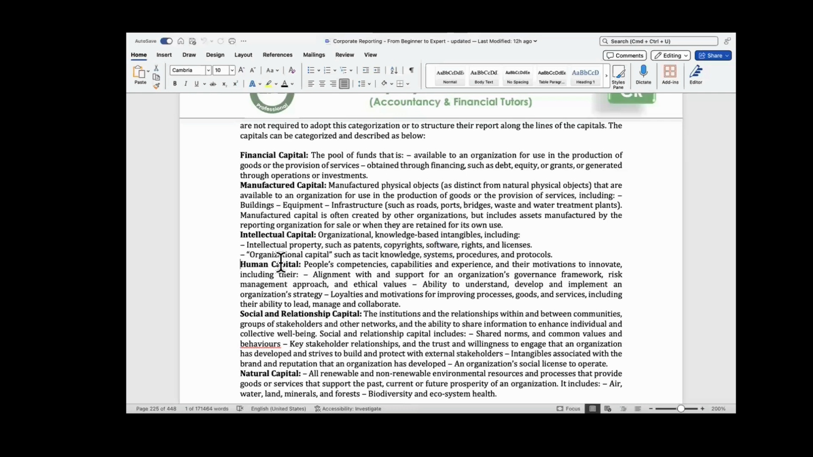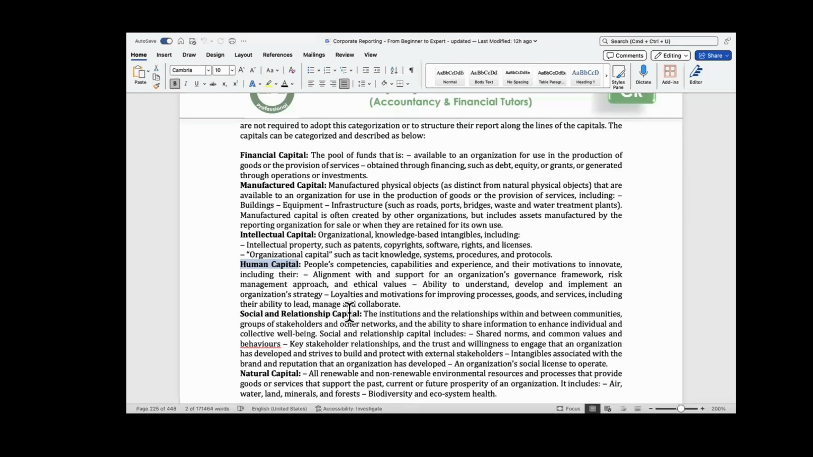So there is also human capital, skills and competencies of the people you have within your entity, the ethical values within your entity, the risk management approach of the organization, the loyalties and motivations of the human capital you have. The people is your human capital. These go a long way to help create value. It's also part of the capital as far as integrated reporting is concerned.